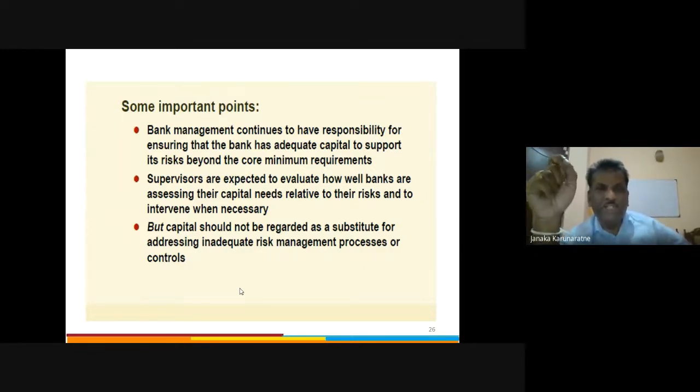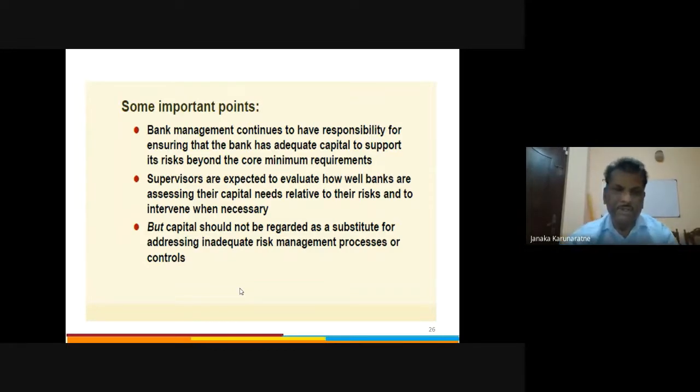Supervisors are expected to evaluate how well banks are assessing their capital needs relative to their risk and to intervene when necessary. But capital should not be regarded as a substitute for addressing inadequate risk management processes. What is important is the risk management process and the controls. You can't be satisfied just because you have capital; you must put in place a good risk management process and controls.